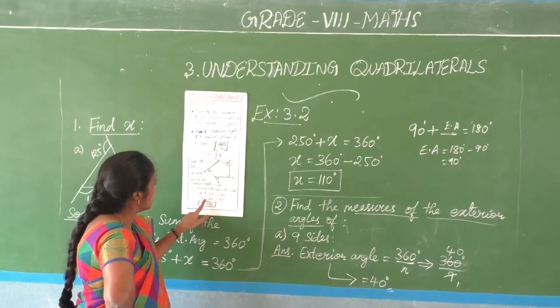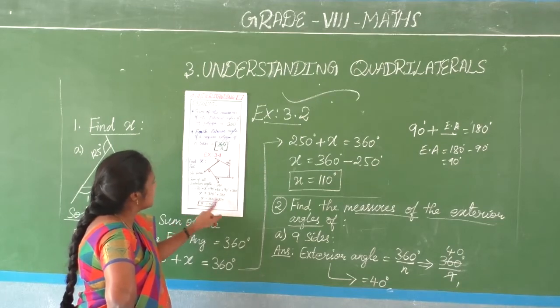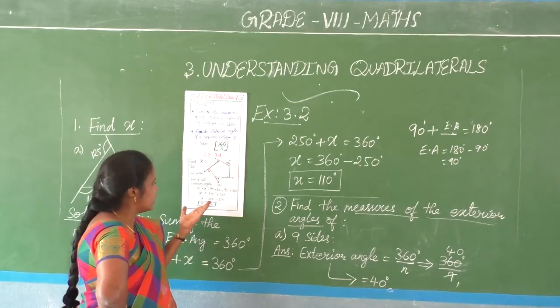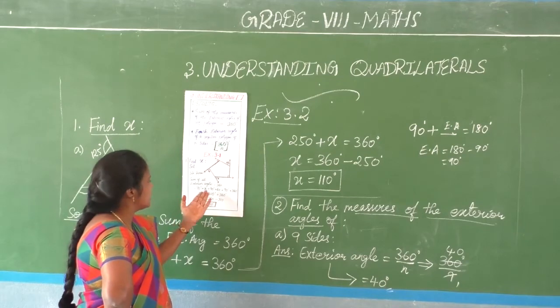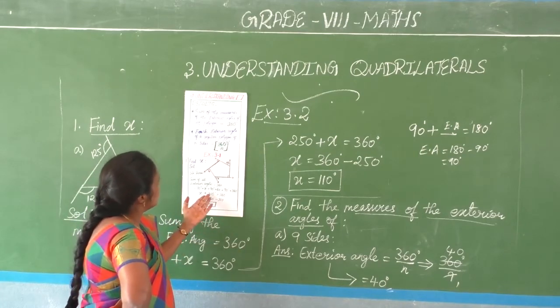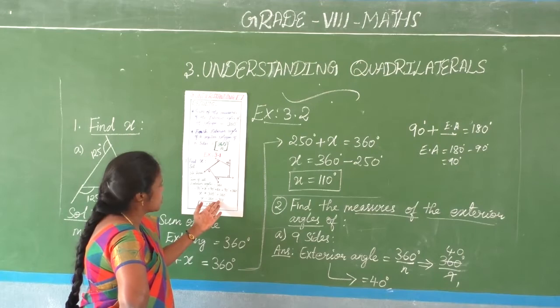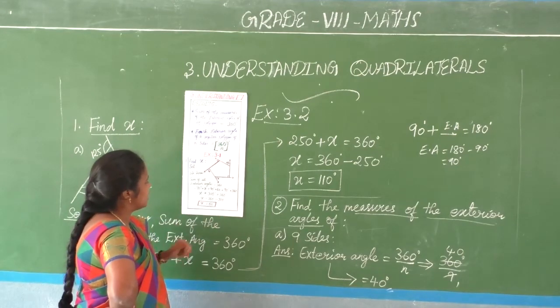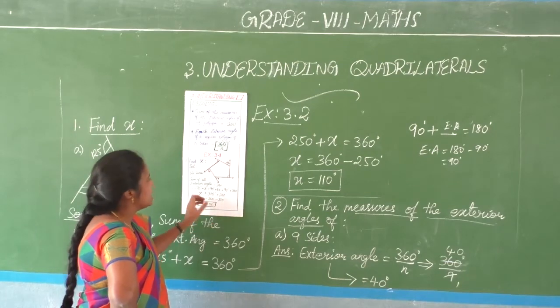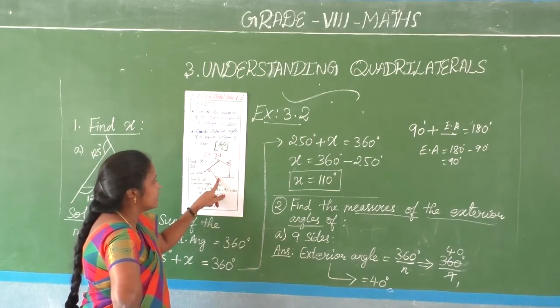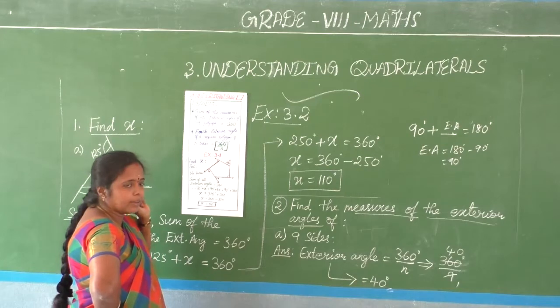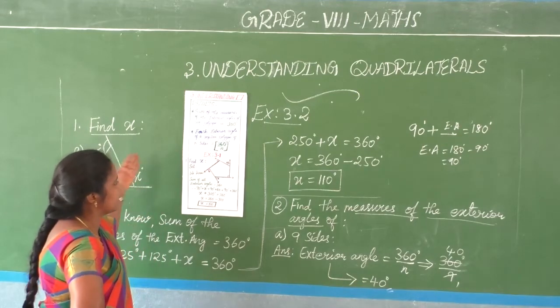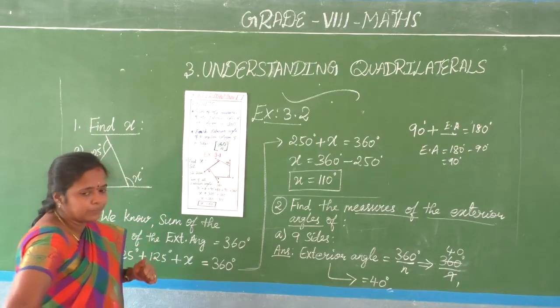Therefore, x equals 360 degree minus 310 degree. How to solve the linear equation? The same way, by the transposition method. While going to the other side, the sign changes to negative. So x equals 360 degree minus 310 degree, which is 50 degree. Understood? So the missing exterior angle is here 50 degree. Based on this, the remaining sums also we are going to solve.